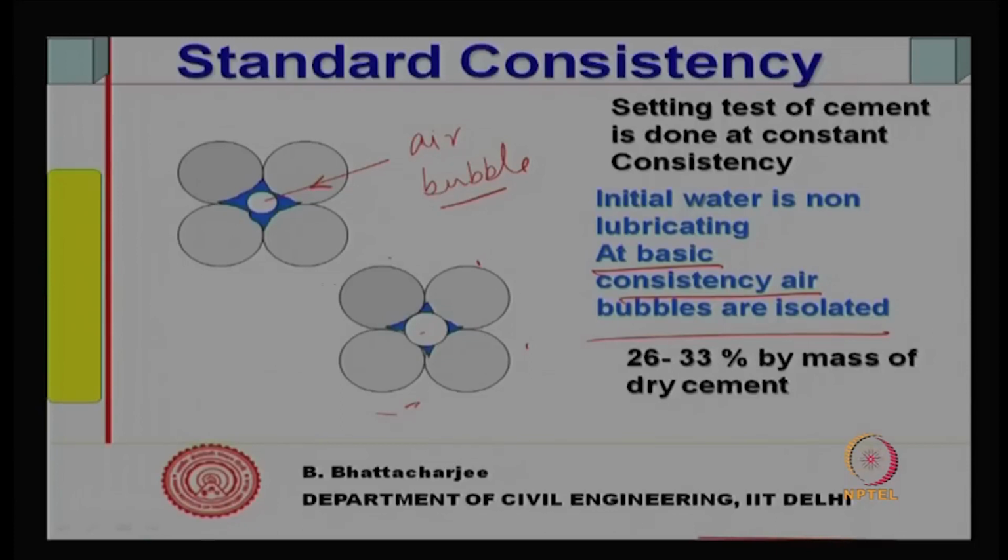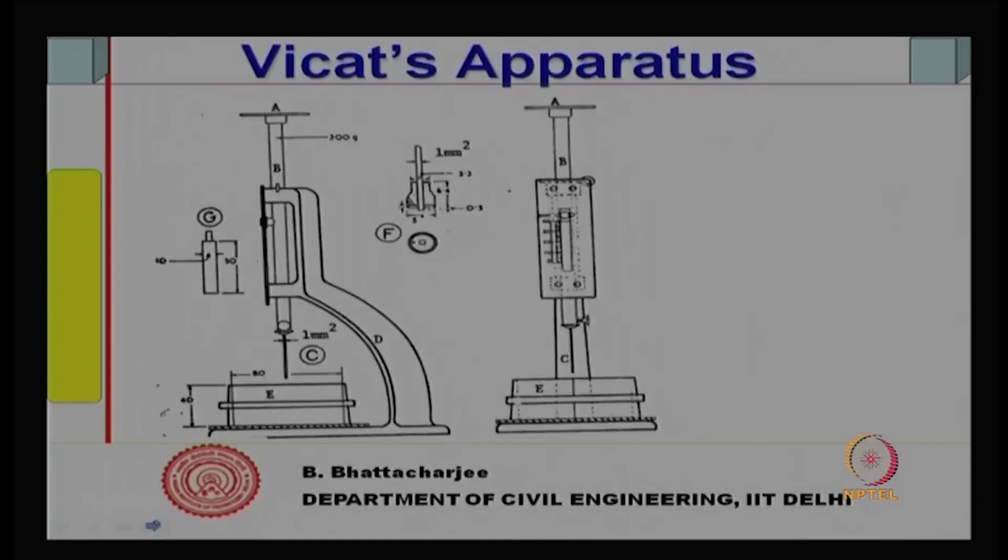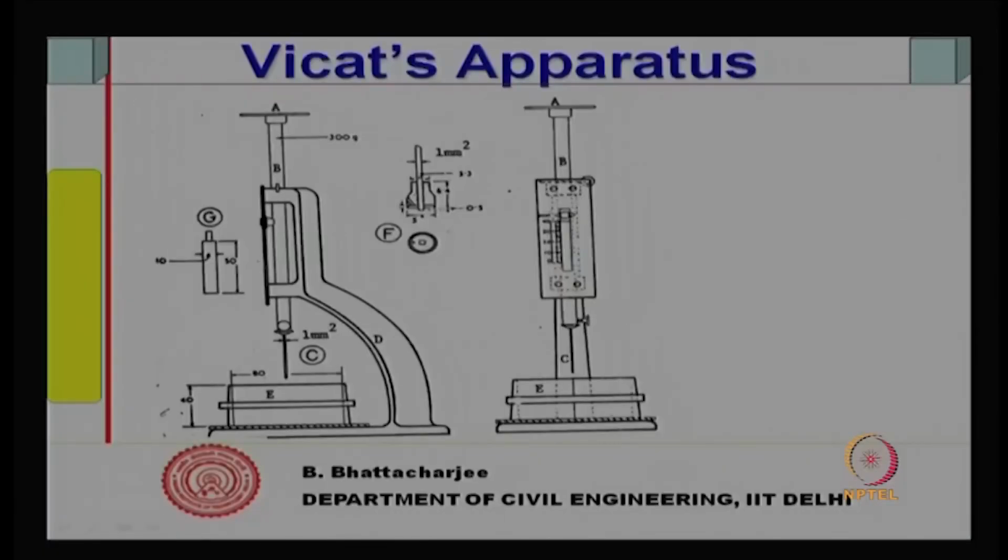Now, this standard consistency corresponds to about 26 to 33% by mass of dry cement. How do we measure this? We measure this by an apparatus called Vicat apparatus. In fact, this instrument came first. The concept of the basic consistency came much later. That was given by Powers, in fact, in the 1950s. This was in the 19th century. So, this is an empirical test, an empirical device developed in order to arrive at setting time, consistency, etc. of cement.